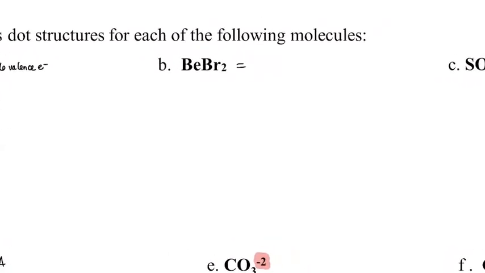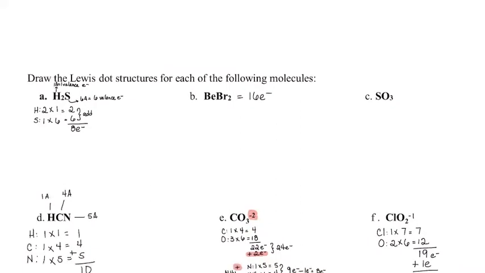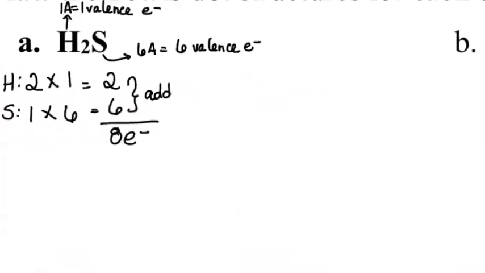How many electrons for BeBr2? How many? Great job. Yes, 16. Okay. Just want to make sure that you guys know that. Now, let's go into building these Lewis structures.